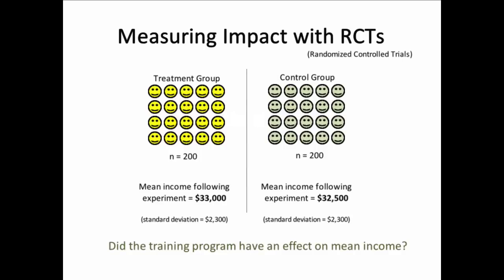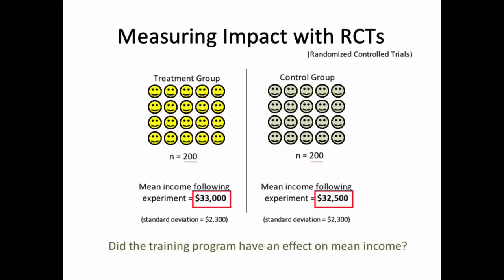Imagine that you're interpreting the results of a randomized control trial, an RCT, that was designed to assess the impact of a training program on mean income. Your treatment group has a sample size of 200, and the mean income of that group after the program was $33,000. Your control group also has a sample size of 200, and the mean income of that group is $32,500. The standard deviation in both groups is 2,300.